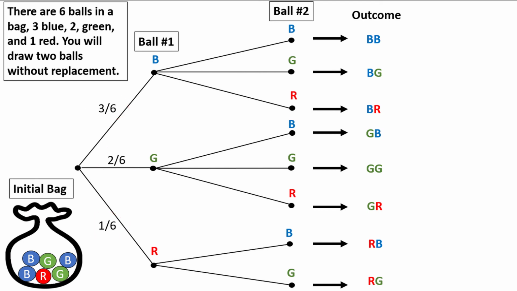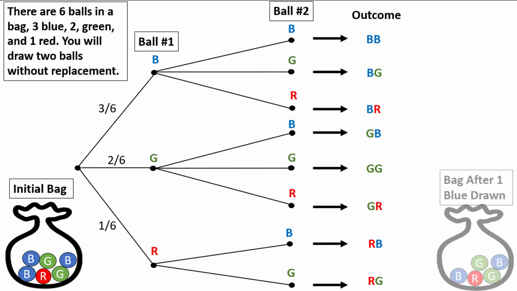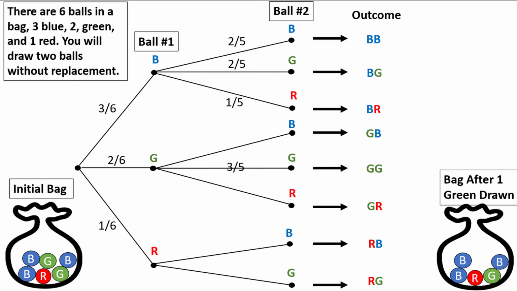The second draw requires that you think a little bit harder. If a blue ball was selected on draw 1, then the bag now looks like this, with 2 blues left, 2 greens left, and 1 red left. Now there are only 5 balls in the bag, so the probabilities are 2/5 for blue, 2/5 for green, and 1/5 for red. If a green ball was drawn first, then the bag looks like this. 3 out of 5 are blue, 1 out of 5 are green, and 1 out of 5 are red.